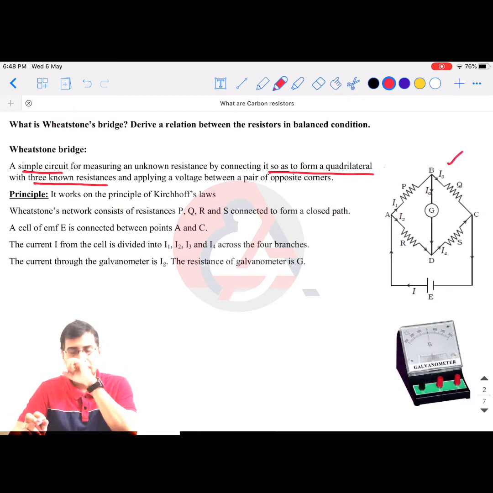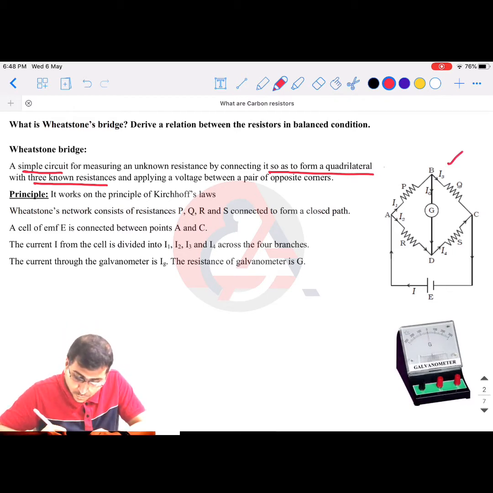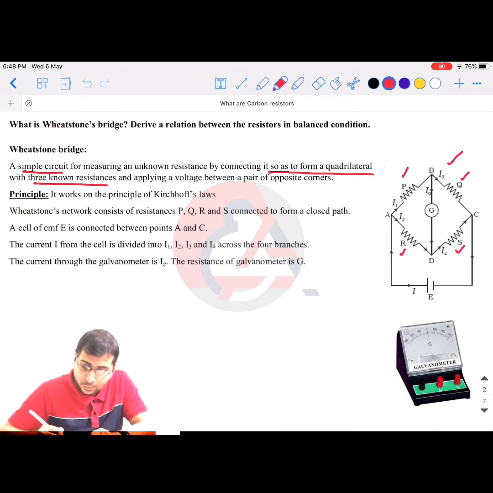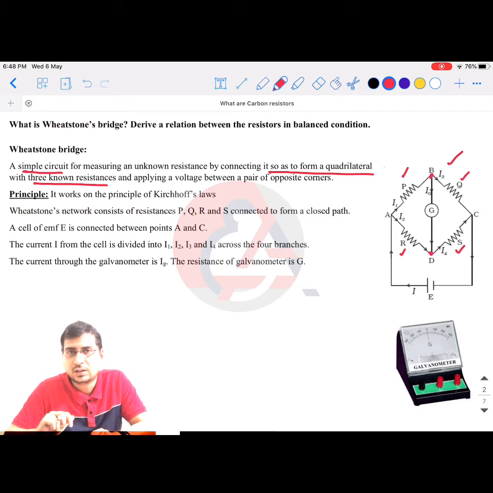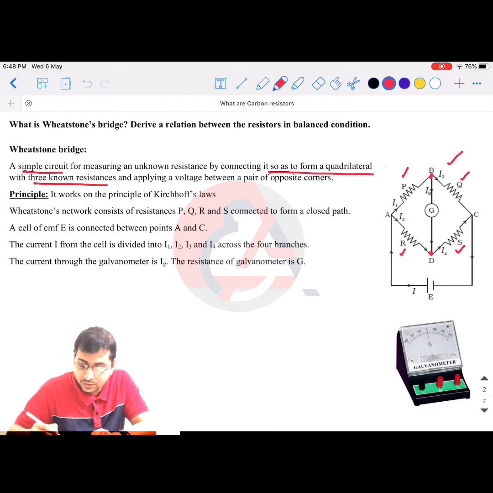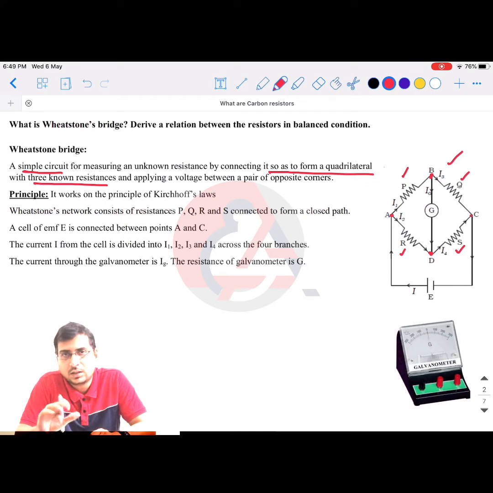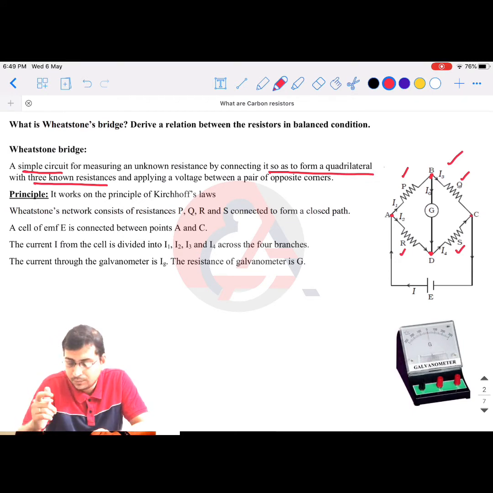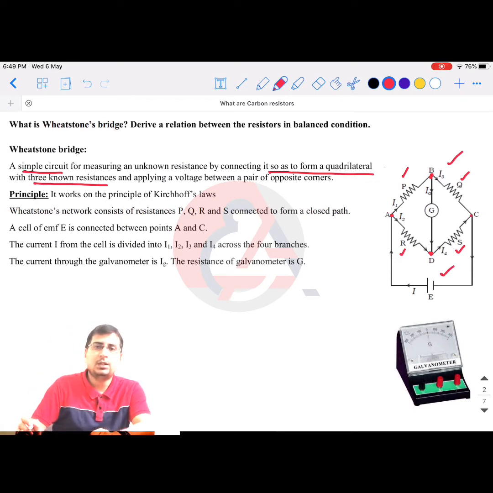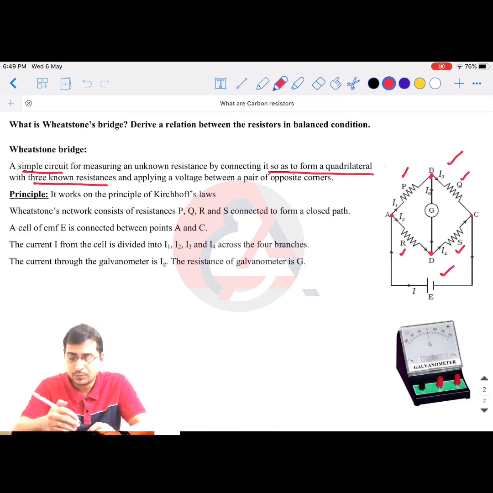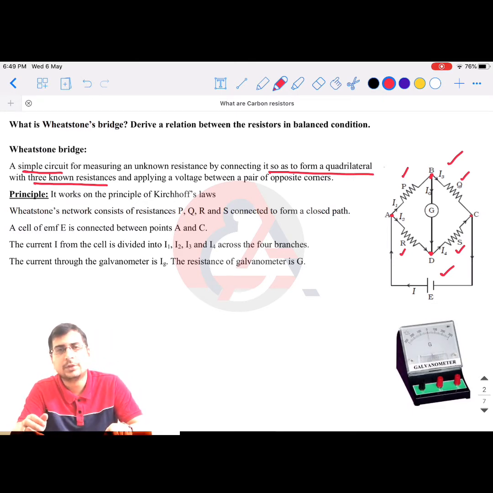The diagram is given here. For example, you see 1, 2, 3 and 4 resistors are there. Out of these 4 resistors, when they are connected in the form of a quadrilateral, between one set of corners there is a galvanometer connected. And between the other set of the corners, there is a battery of EMF E which is connected. Now let's try to understand what a galvanometer means.